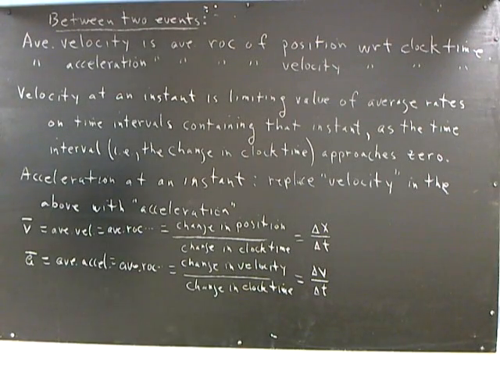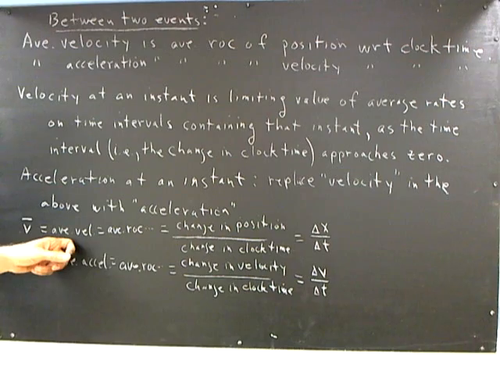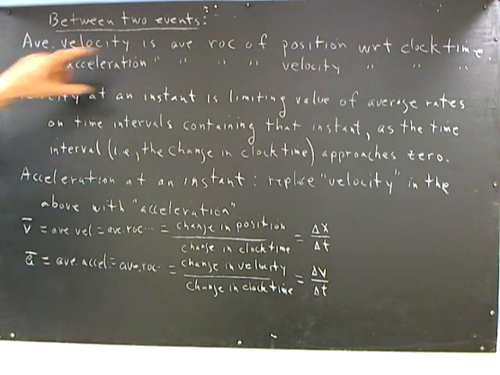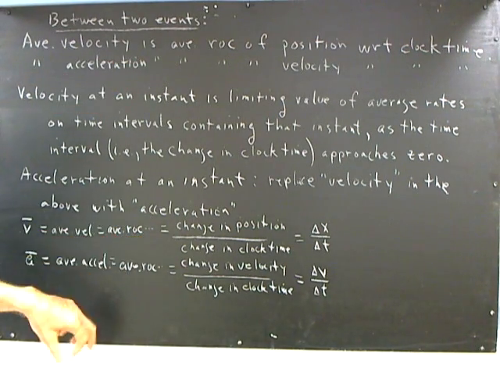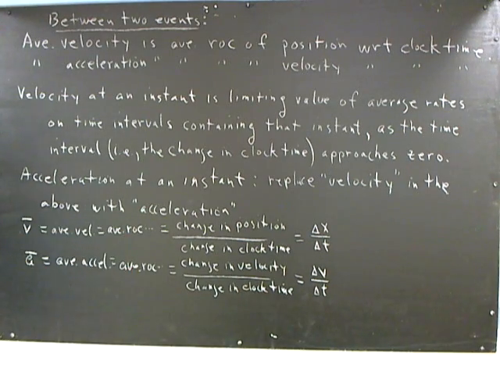We'll introduce a little bit of notation here. V bar, that's V with a bar over it, is what we call average velocity. If we put a bar over a variable quantity, we generally mean an average value of that quantity. So V bar, average velocity. We know that average velocity is average rate of change of position with respect to clock time.